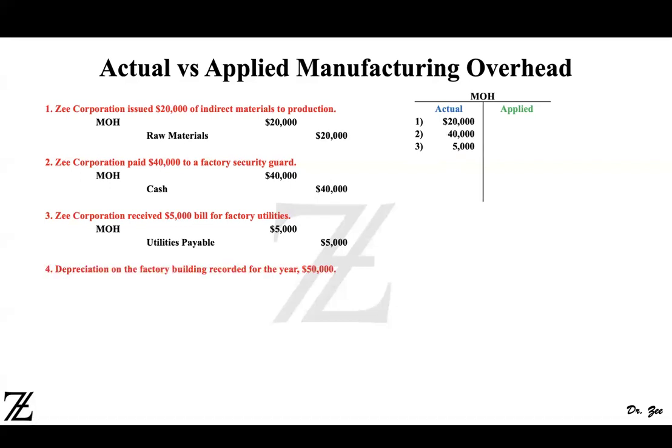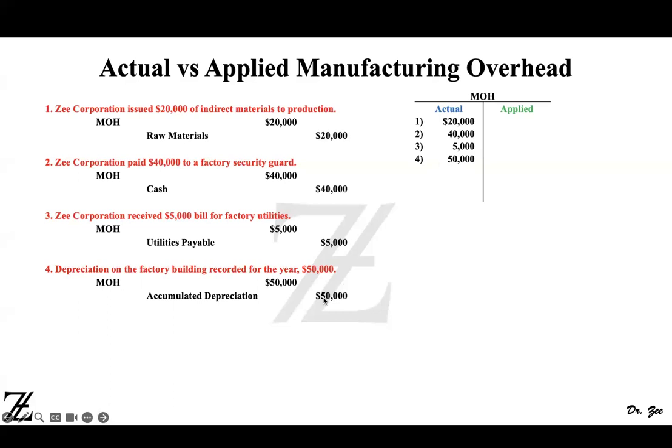Move on to entry number 4, depreciation on factory building recorded for the year, $50,000. Again, that's also an example of the other factory overhead. So what do you debit again? You debit MOH and you credit accumulated depreciation by $50,000. So in entry number 4, you debit $50,000 because it's an actual MOH you incur during the period, and then you credit accumulated depreciation.